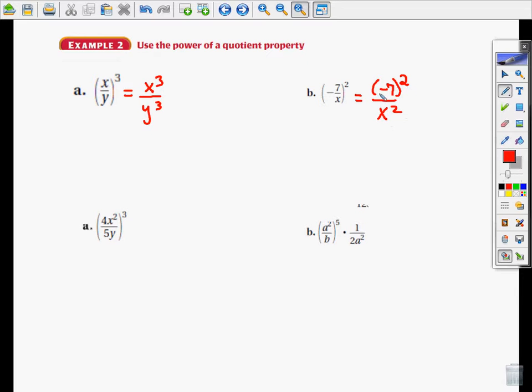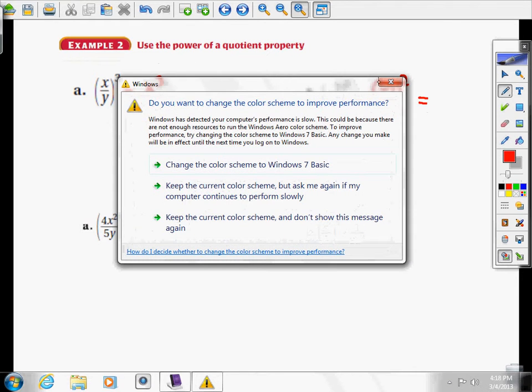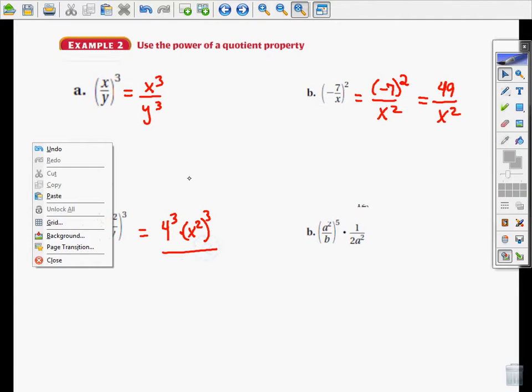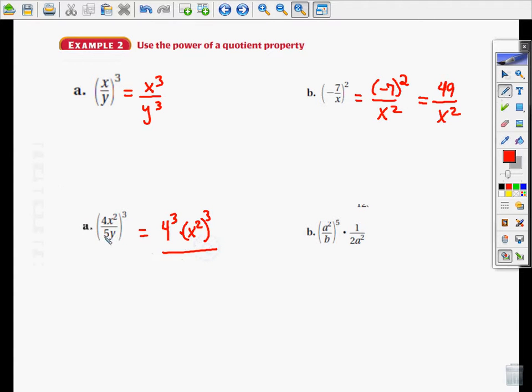Notice that I put the negative 7 in parentheses because originally that part of my quotient was in parentheses. And you may end up writing your final answer, because it doesn't say leave it as exponents, as 49 over x to the 2nd. Here I have 2 factors in my numerator, so it's 4 to the 3rd times x to the 2nd to the 3rd. And in my denominator, I have 2 factors. I have a 5, so 5 to the 3rd, and then a y to the 3rd.